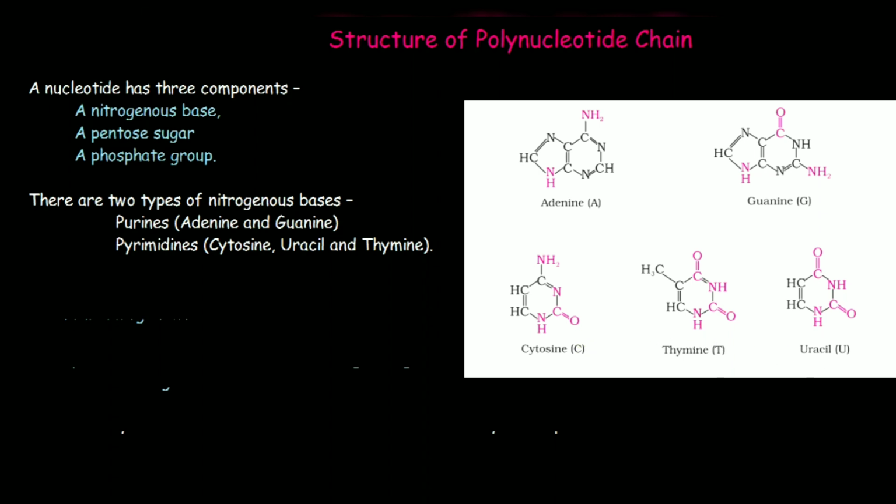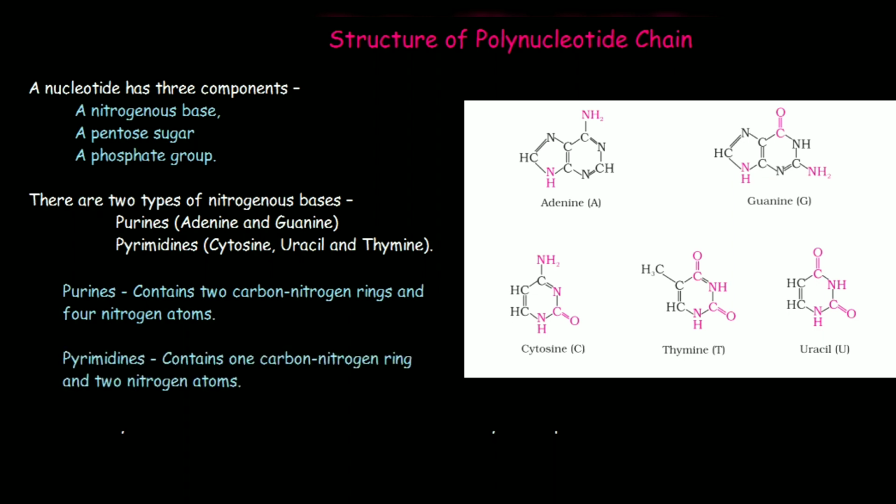So you can ask, what are purines and pyrimidines? Okay, purines contain 2 carbon nitrogen rings and 4 nitrogen atoms, and pyrimidines contain 1 carbon nitrogen ring and 2 nitrogen atoms. So here you can see in the purines, which are adenine and guanine, there are 2 rings, right? Here is 1 ring, and then there is another ring in here. Okay, so there are 2 carbon nitrogen containing rings, and there are 4 nitrogen atoms. Here 4, and here also there are 4 nitrogen atoms. And pyrimidines contain 1 carbon nitrogen ring, and 2 nitrogen atoms present in the ring.